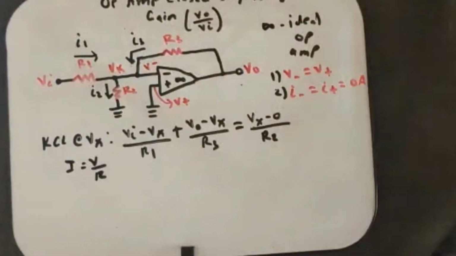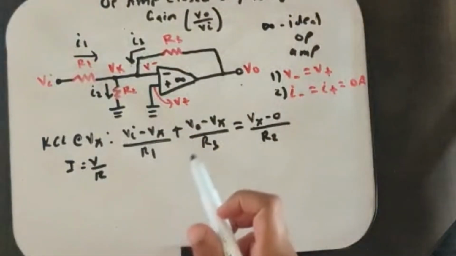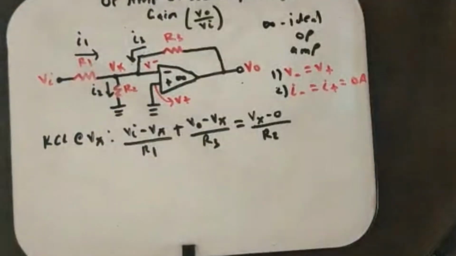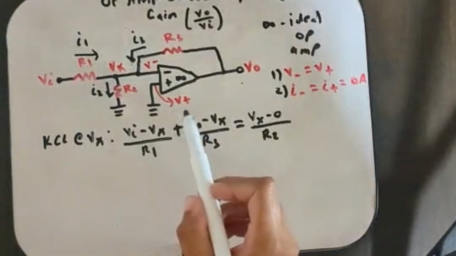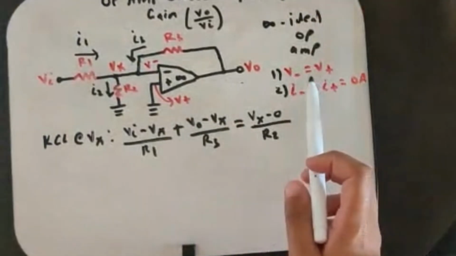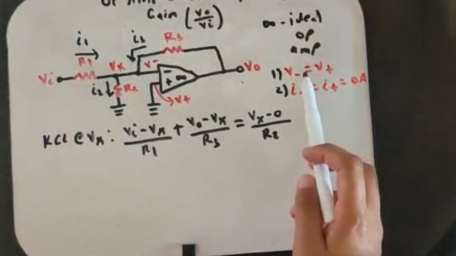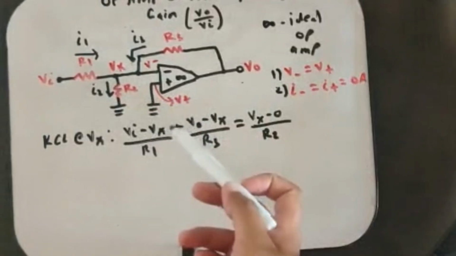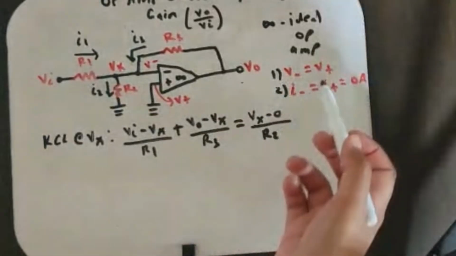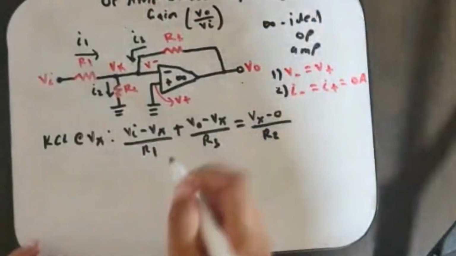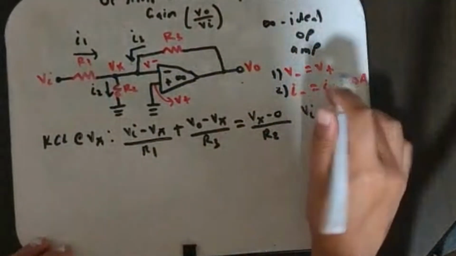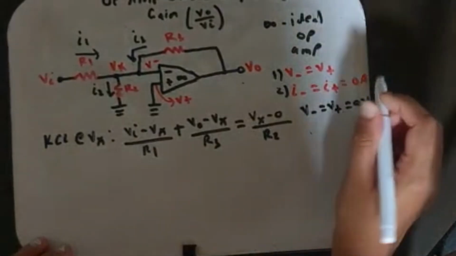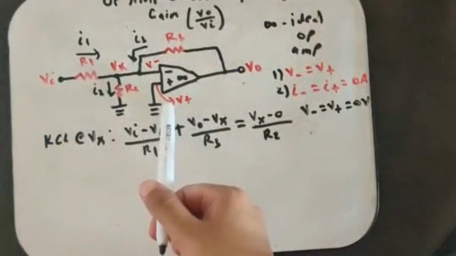When we solve this out, we want to get VO over VI. To solve this, we have to use the first assumption that we made for an ideal op amp, which is V minus is equal to V plus. Here we can see that V plus, the positive terminal of the op amp, is grounded. That means V plus is 0 volts, and according to the assumption, V minus is equal to V plus, which is 0 volts.